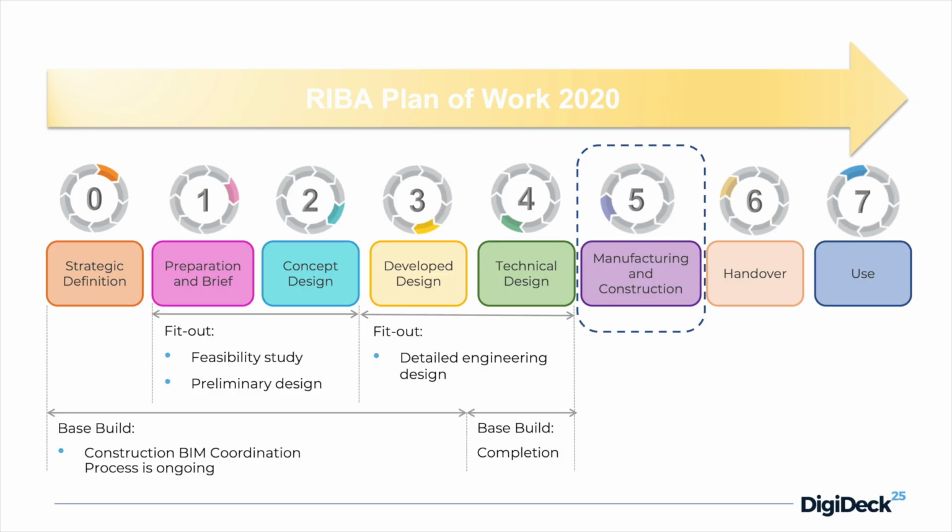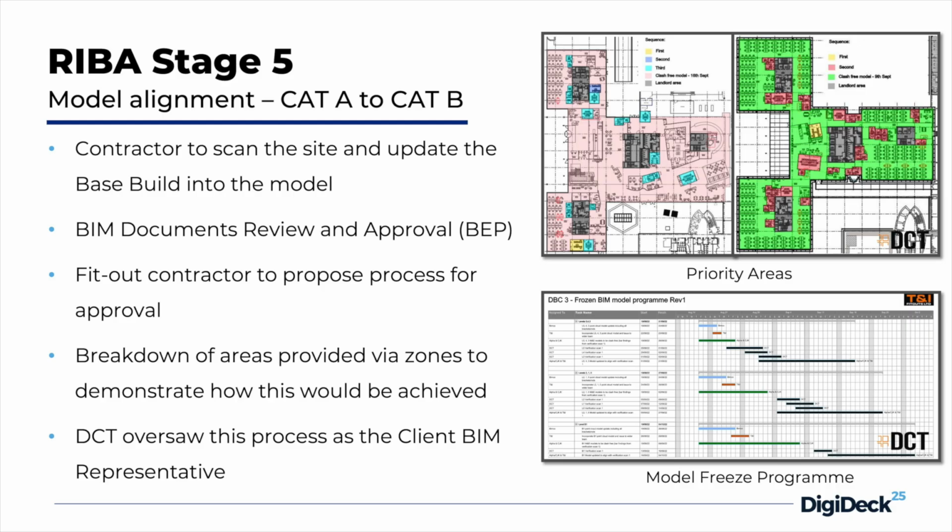RIBA Stage 5. We are starting with the construction stage of the project. So this is actually the stage where the games begin. During this stage, we are overseeing the BIM coordination that the GC is doing on their side. Besides that, the first thing they will have to do is scan the as-built elements, and then ensure that they're actually using that information for the further BIM coordination process.